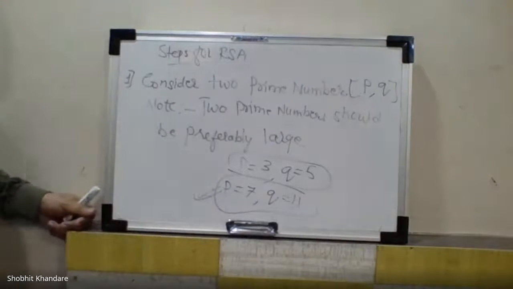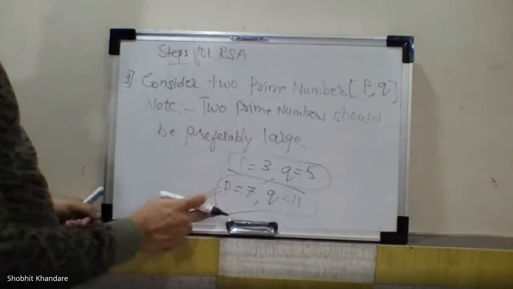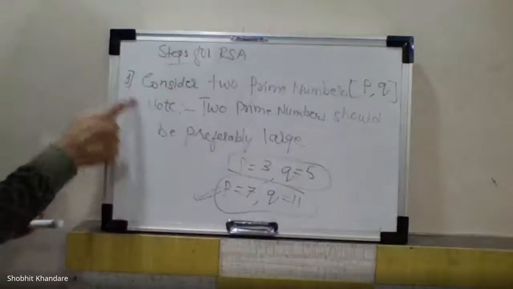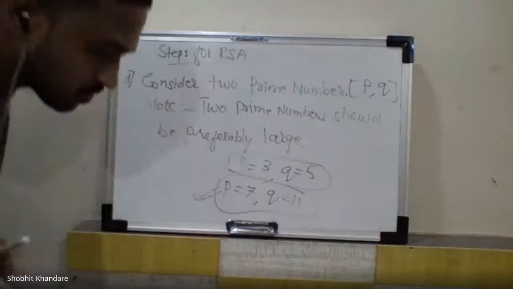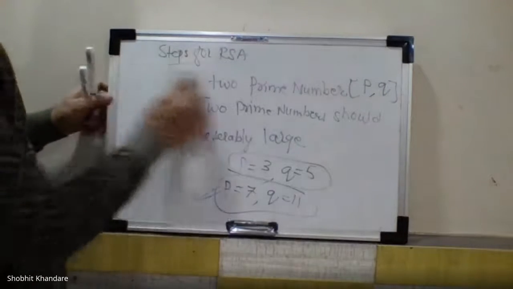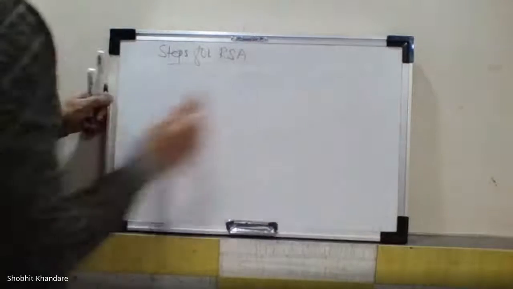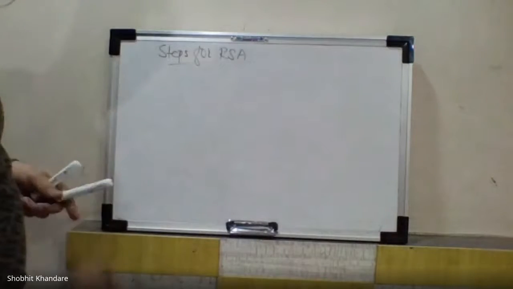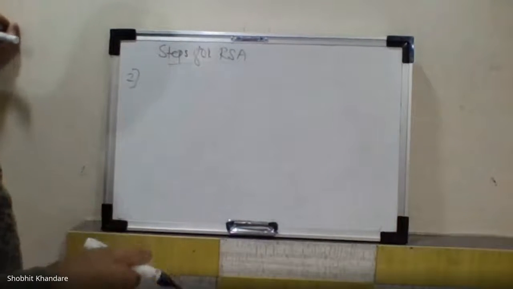So with this first point we have covered topic number 1. Step number 1 is that P and Q should be larger prime numbers. Then comes the second. We'll see all the steps with an example.